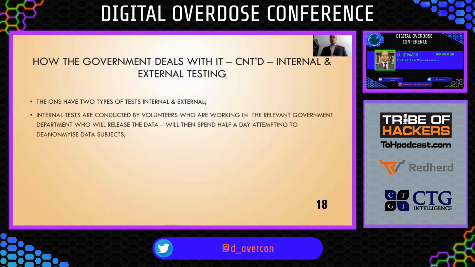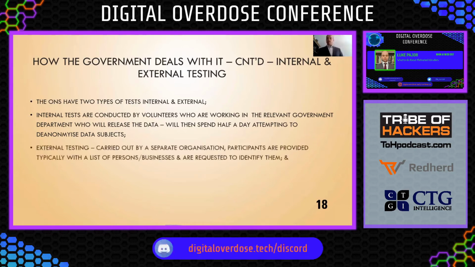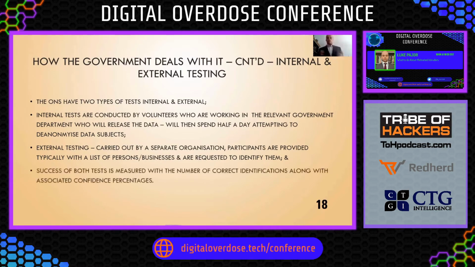Internal tests are conducted by volunteers who are working in the department that wishes to release the data set. They normally spend about half a day attempting to de-anonymize data subjects. External testing is carried out by a separate organization, where participants are typically provided with a list of persons or businesses and are requested to identify them. And on that note, what defines the success of either test? Well, success of either test is measured with the number of correct identifications, along with associated confidence percentages, which in short means how confident the supposed motivated intruder feels that they've been able to re-identify the data subject.